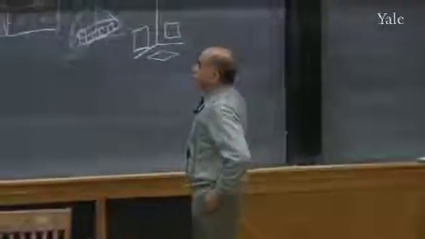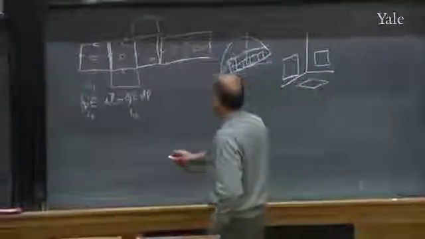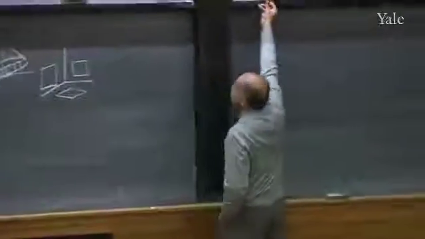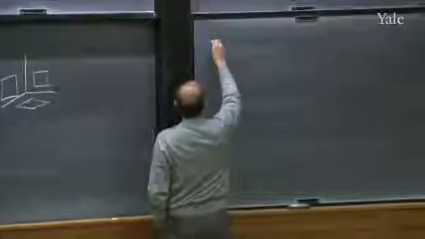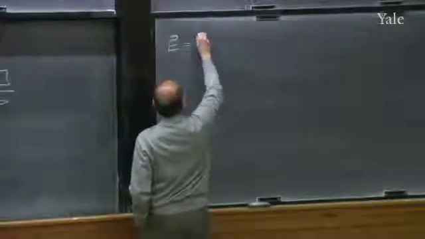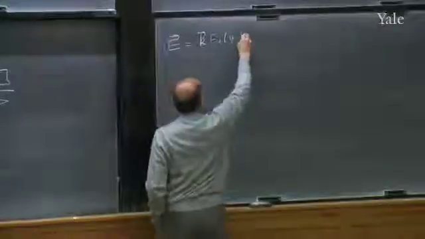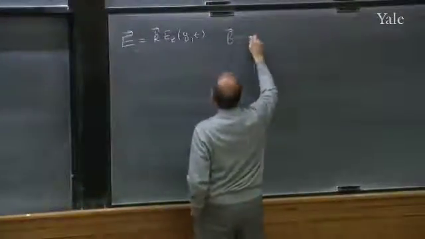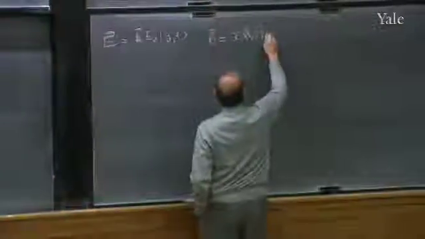So let us write down the functional form that I'm going to use. The functional form that I'm going to use looks like this. I'm going to take an electric field that is entirely in the z direction, and the z field will depend on y and t, and I'm going to take a magnetic field which is going to be in the x direction, and the B field is going to depend on y and t.